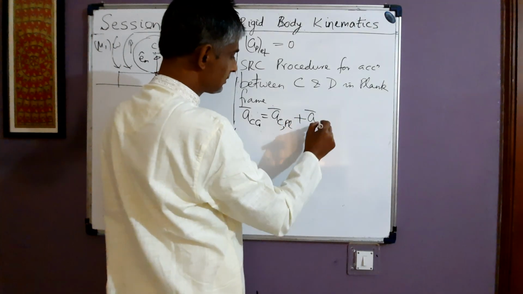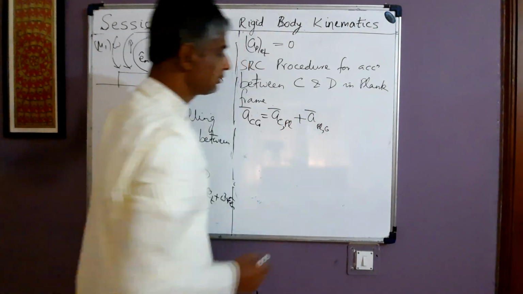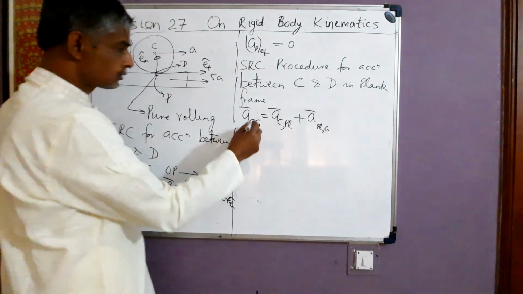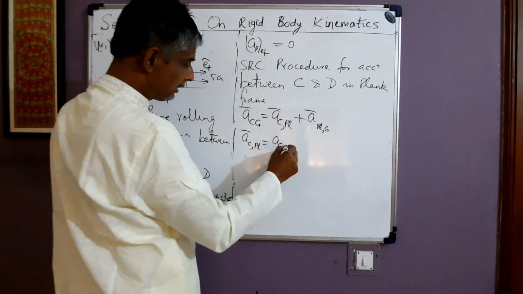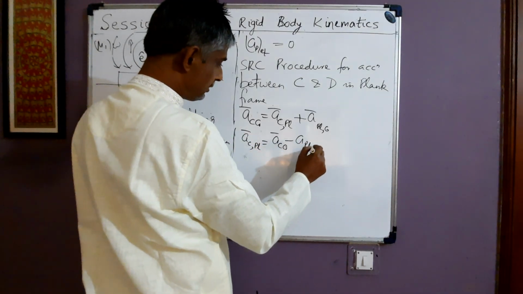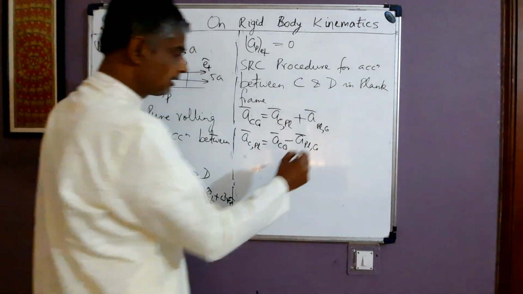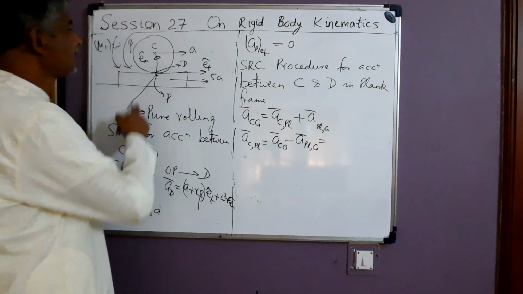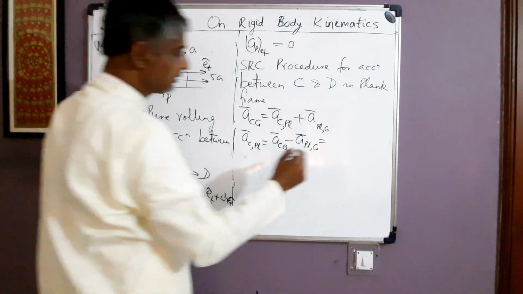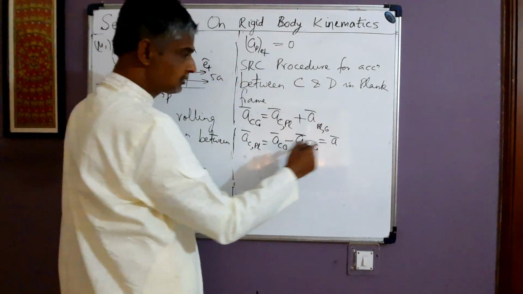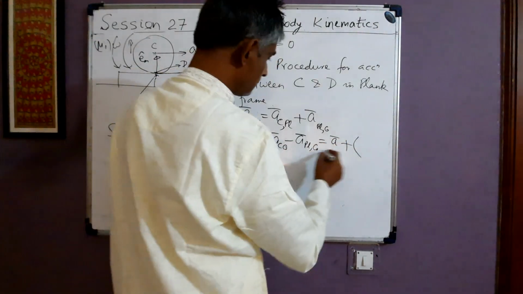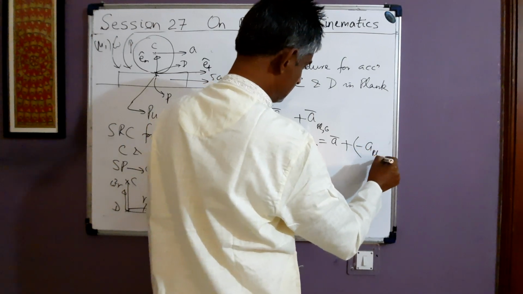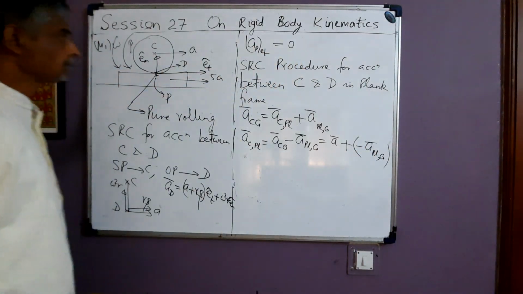Plus acceleration of Plank with respect to ground. So acceleration of C with respect to Plank becomes ACG minus APLG. That is just ACG, and ACG is nothing but vector A. This becomes reverse Hanat procedure. It becomes minus 5A vector, minus A Plank G.